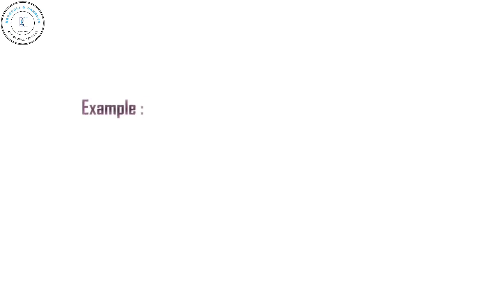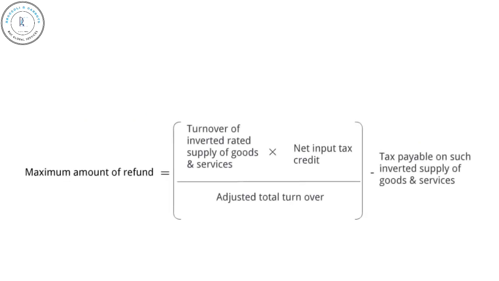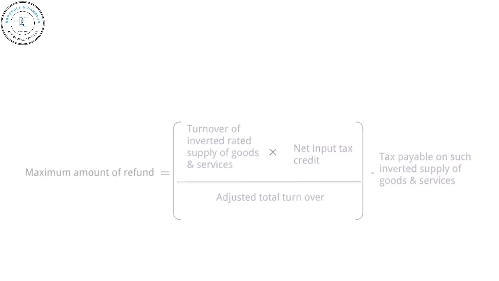Example. This is a table showing products and their GST. Under finished goods comes fabric bag, which has a GST of 5%, and under raw materials comes non-woven fabric, which has a GST of 12%. Maximum amount of refund is calculated as turnover of inverted rated supply of goods and services into net input tax credit, divided by adjusted total turnover, minus tax payable on such inverted supply of goods and services.